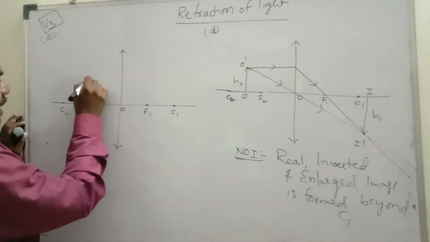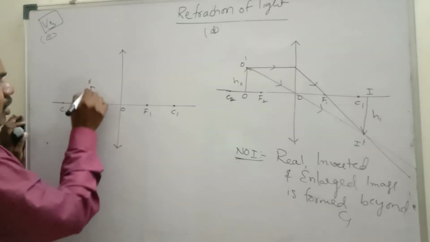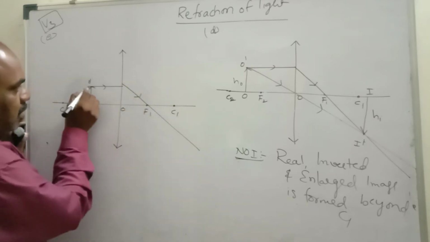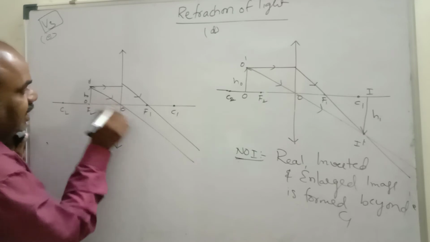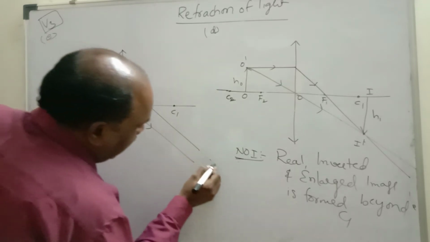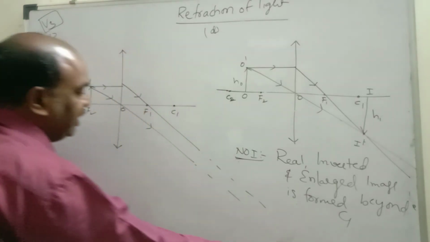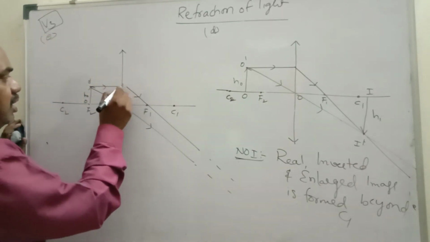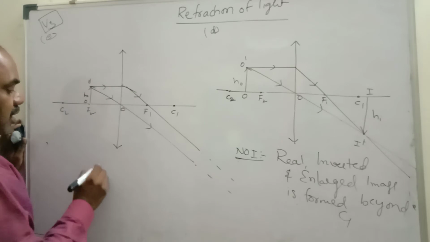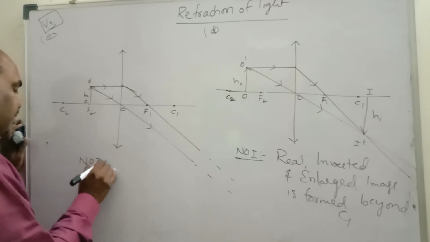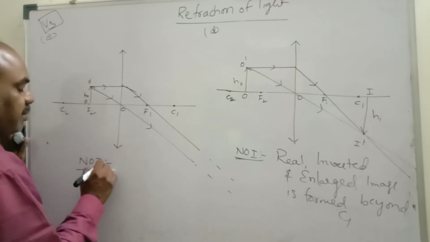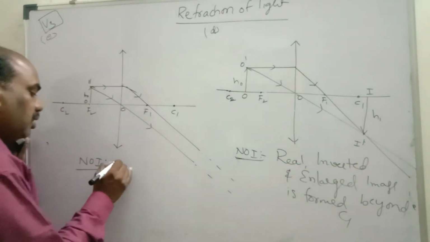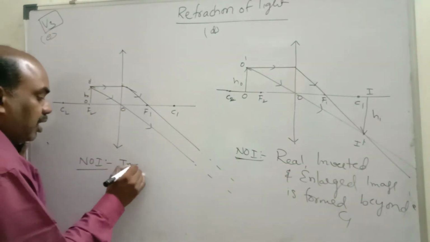Object O dash, this has height H0. A parallel ray goes through the principal focus. One more ray goes through the optic center. If you extend them like this, they never intersect, or intersect very far, so we will not get an image. If you place the object at the focus, the nature of the image is that we will not get an image. Even though it forms very far, generally the image is not formed.